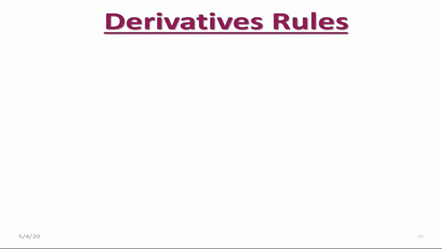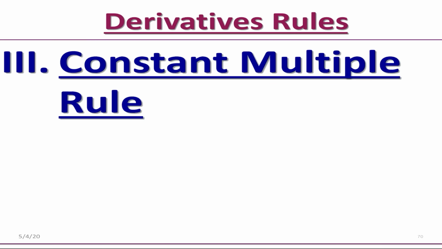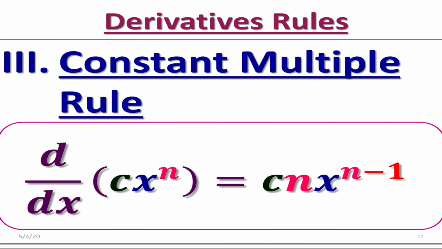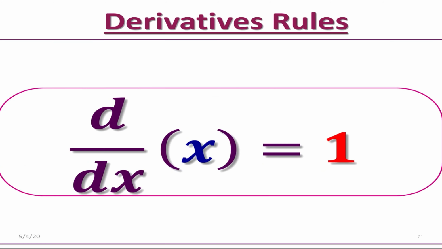The second one is the constant rule, which says that the derivative of any constant, any number, is just 0. The next one is the constant multiple rule, and it says that if you have a constant, let's call it c, in front of your power term, you want to keep the constant and apply the power rule to the rest. Meaning you want to bring your power n in front, and again decrease your power by 1.